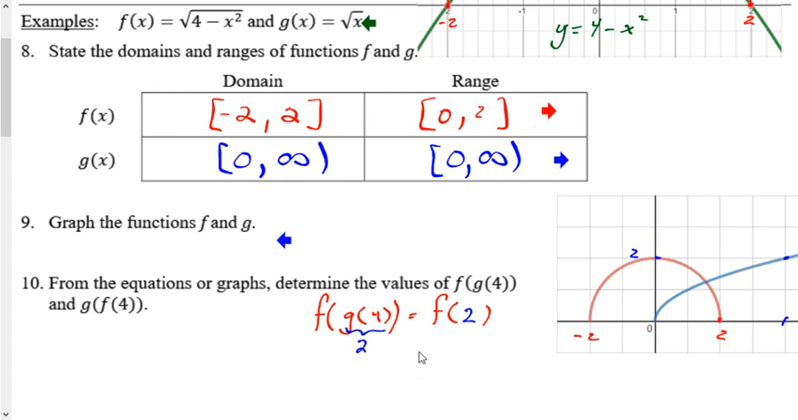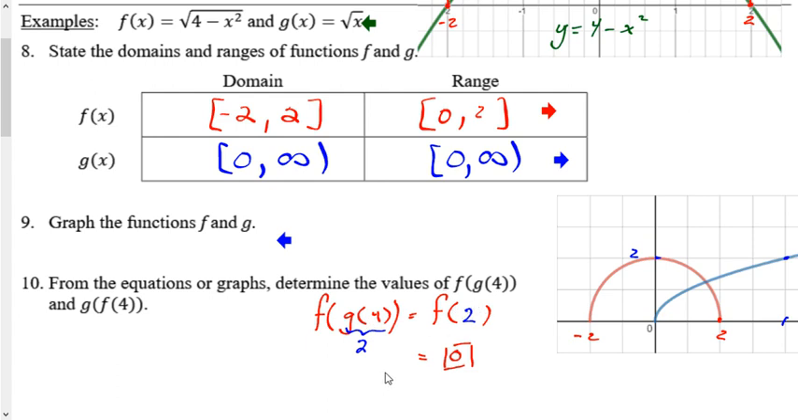So my function is defined for this input value of 4, even though 4 didn't fit into my f of x function. First, the g of x function performed its operation on it, and it gave me an output that fit into the f of x function.